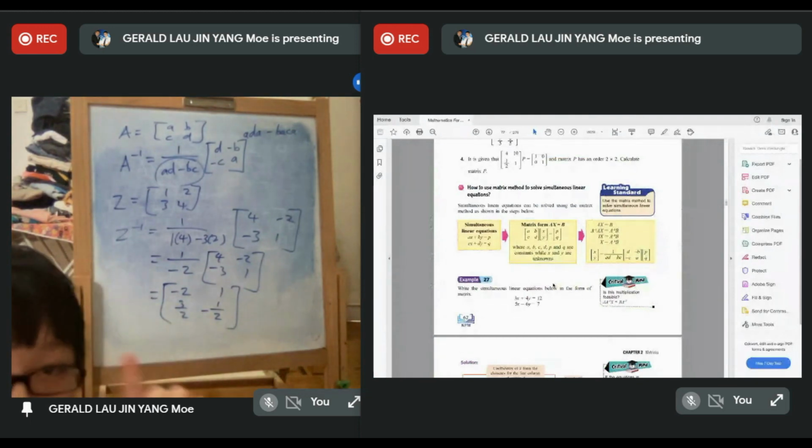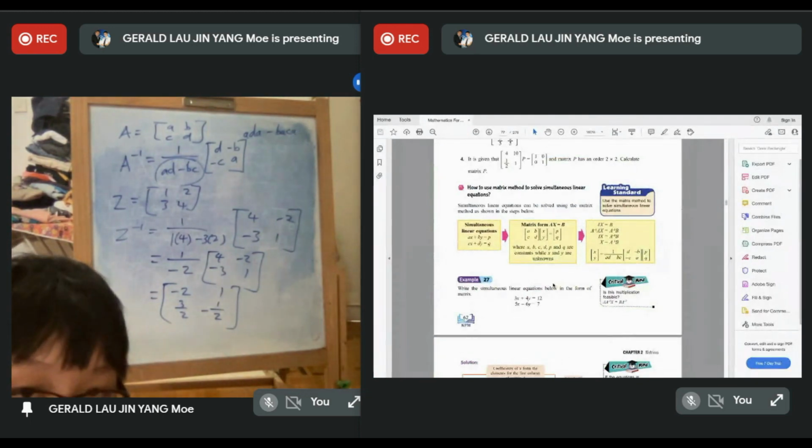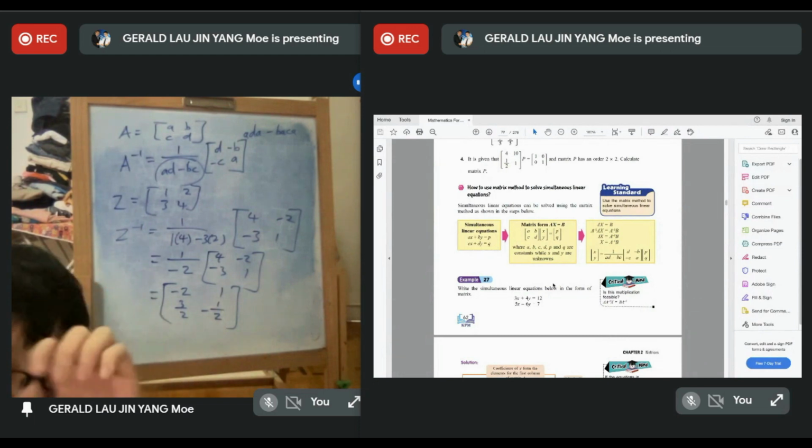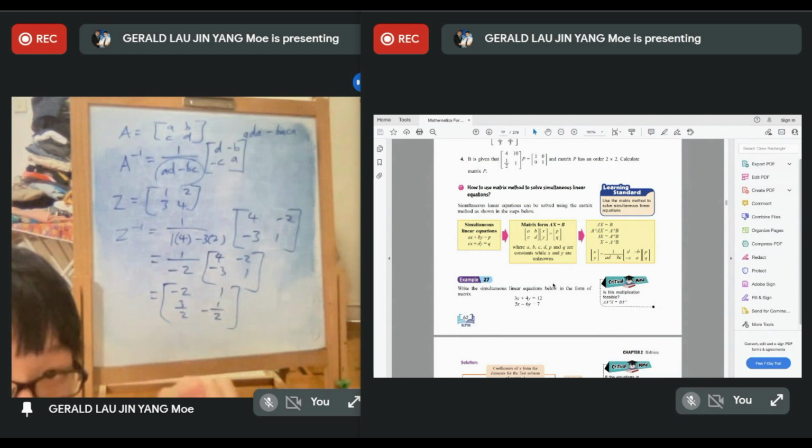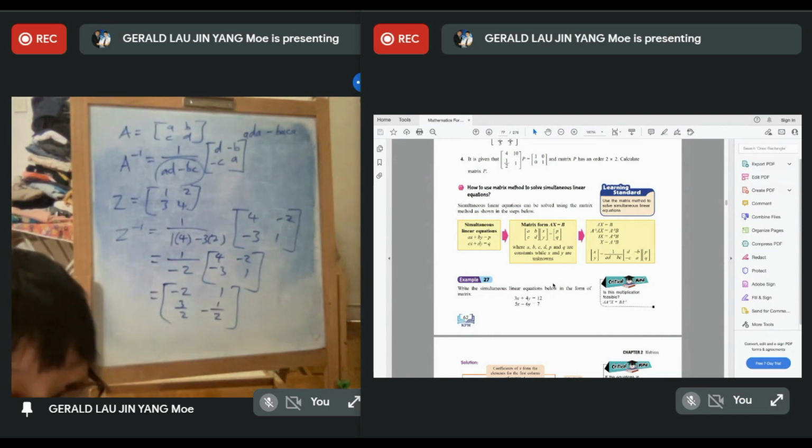Okay, now this one very important. The most important part of matrix is this one. They will test you the most on this one. Simultaneous linear equation using matrix method to solve. This one SPM confirm one question will come out like this.